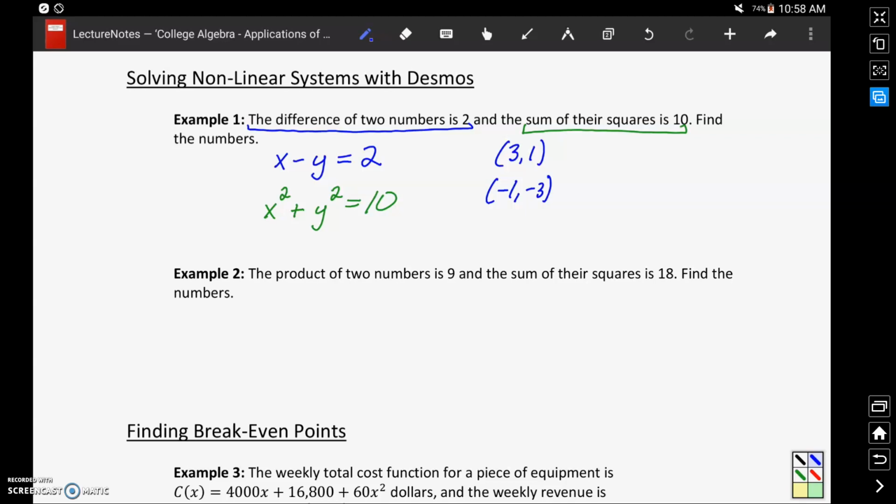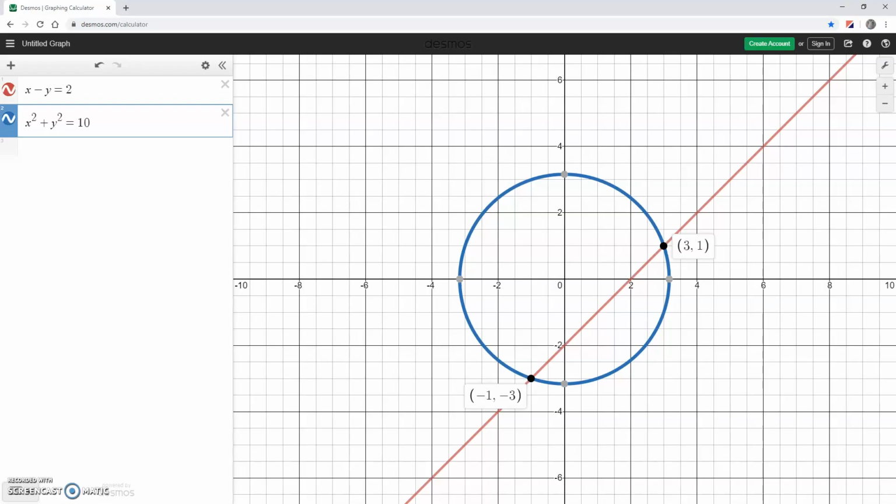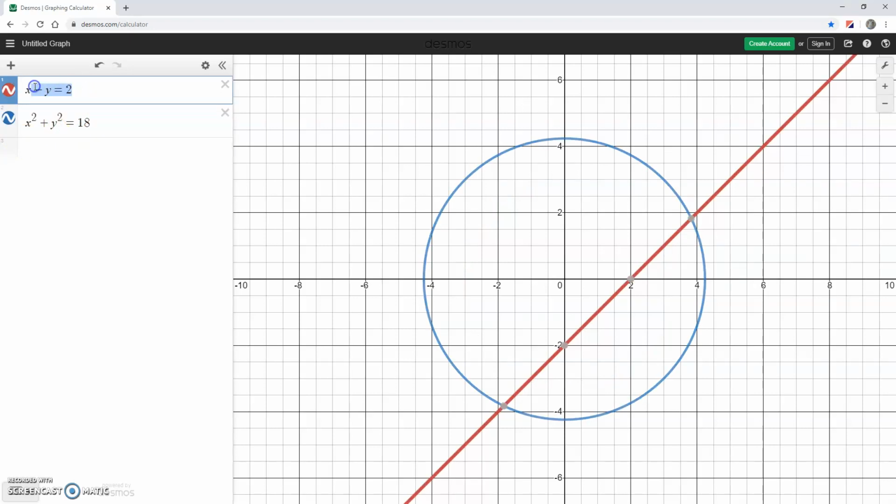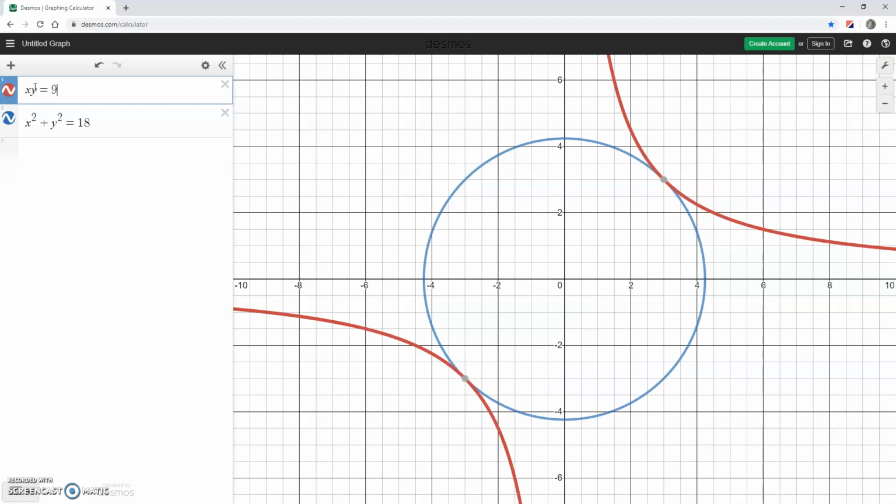In example 2, we're told that the product of two numbers is 9, so that would be x times y is equal to 9. And we're told that the sum of their squares is 18. So the sum of x squared plus y squared should be equal to 18. We can update that second function that we already had and change this first function to x times y is equal to 9, and see that in this case we have 2 points of intersection, one at 3, 3, and one at -3, -3.